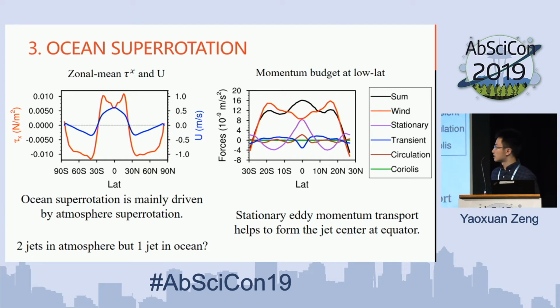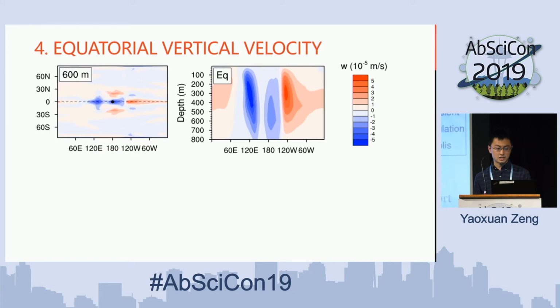And this is all about the surface ocean superrotation. Let's move to the next part, the equatorial vertical velocity. We know that the vertical velocity is also very important to the biology, because when there is an upwelling area, there will be a mixing of the ocean and the nutrients will be transported from the bottom of the ocean to upper levels. We focus on the equatorial area because the most significant features are at the equator.